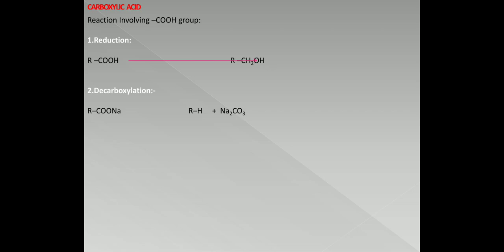Now, reactions involving the COOH group. Reduction: when carboxylic acid is reduced with a strong reducing agent like lithium aluminum hydride in dry ether, it forms the corresponding alcohol, RCH2OH, after hydrolysis. Decarboxylation: when the salt of a carboxylic acid is treated with NaOH and CaO, calcium oxide, it forms the corresponding alkane and releases sodium carbonate.